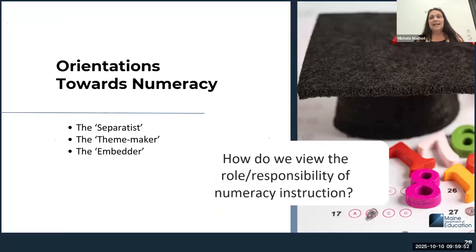So the next thing that I wanted to share was this concept around these orientations. And this information comes from that book, Numeracy Across the Curriculum. And there are these 3 orientations that we talk about. There's a separatist, a theme maker, and an embedder. And so I want us to think about, how do we view the role and responsibility of numeracy instruction?